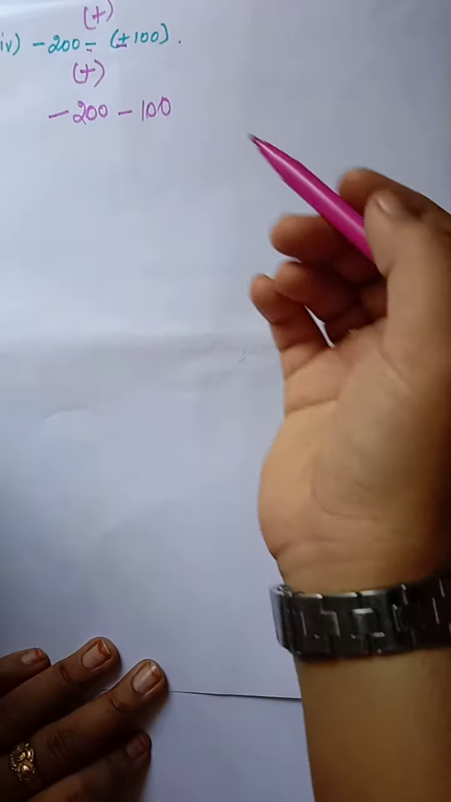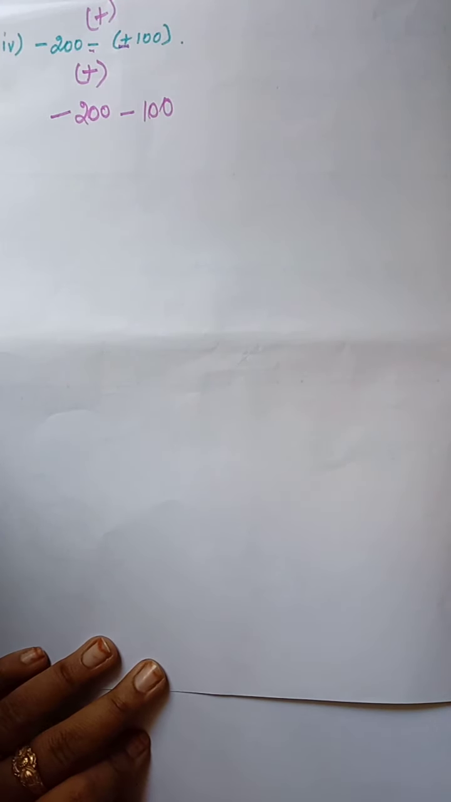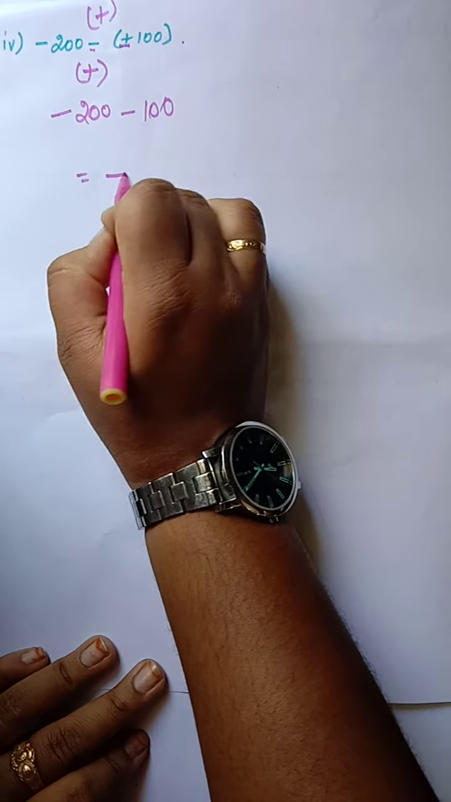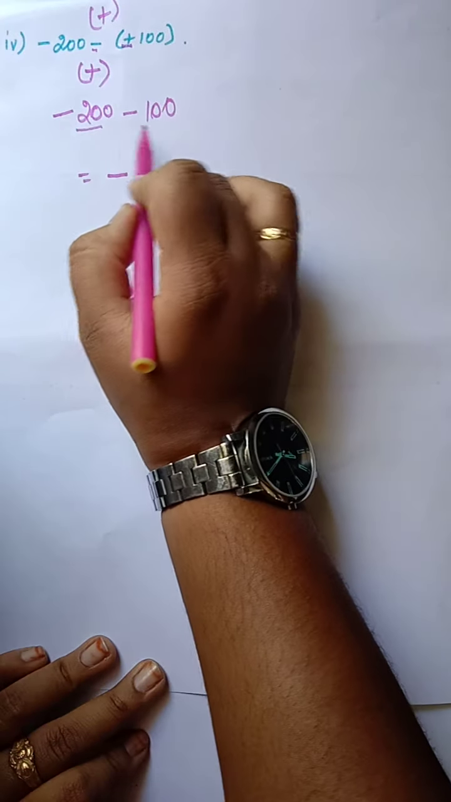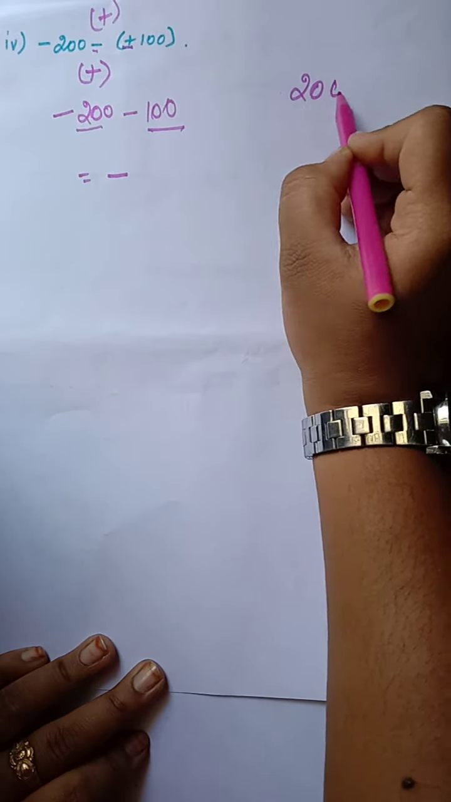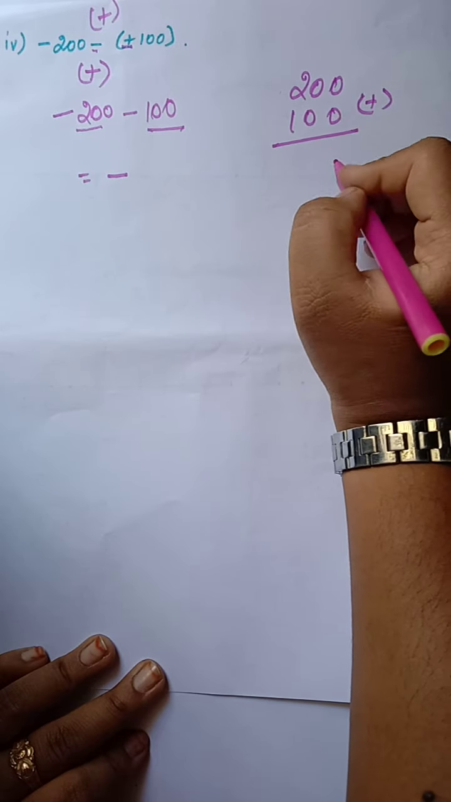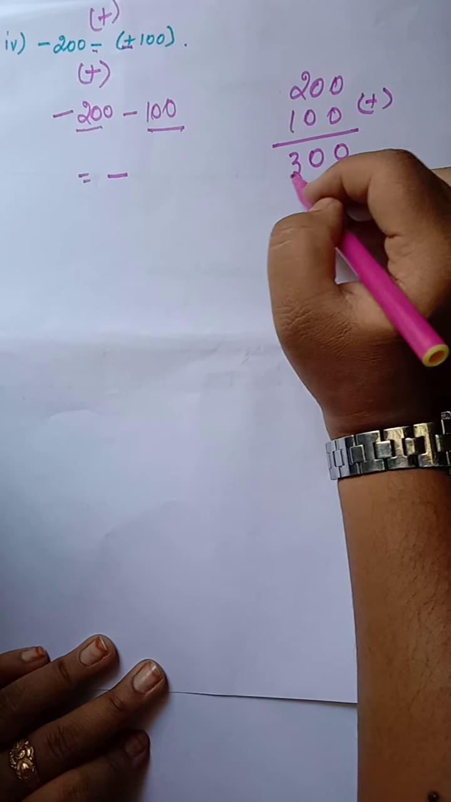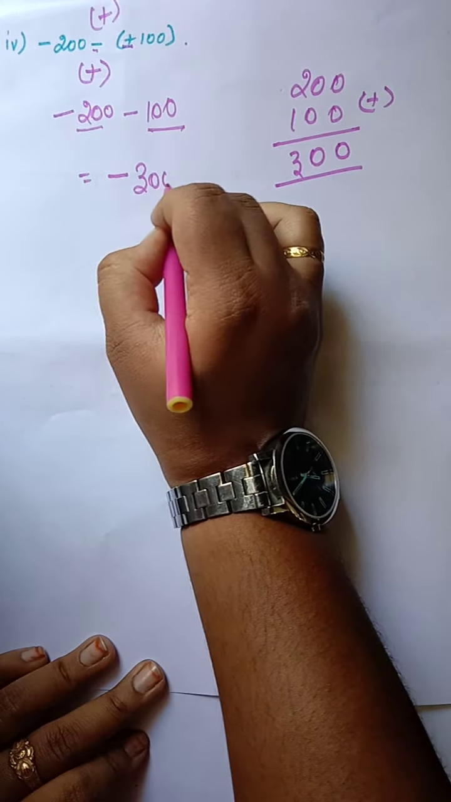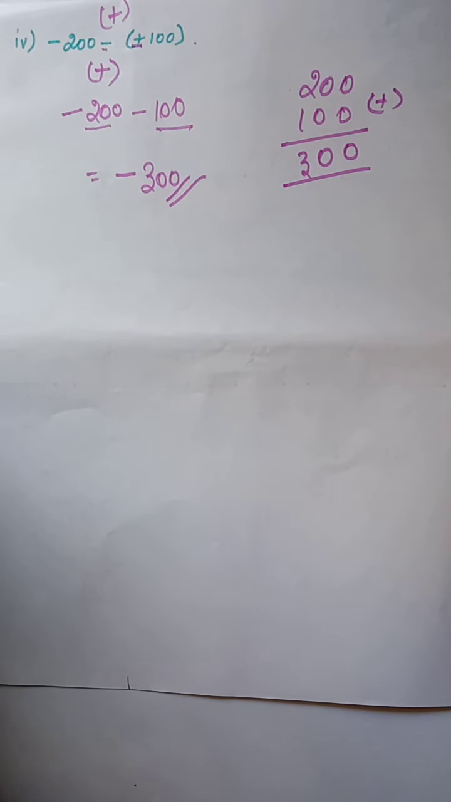Okay, now what we have to do? We have to see the biggest number's symbol, right? What is the biggest number here? 200. So 200 has the negative form, that is the subtraction symbol. Then what we have to do? We have to add these two numbers. So 200 plus 100: 0 plus 0 is 0, 0 plus 0 is 0, 2 plus 1 is 3. So our answer is minus 300. Clear? So minus 300 will be our answer.